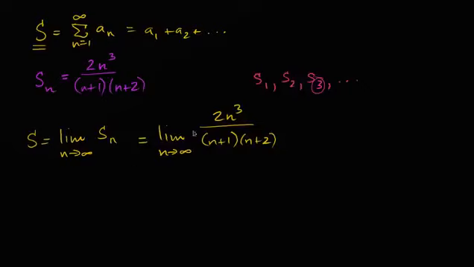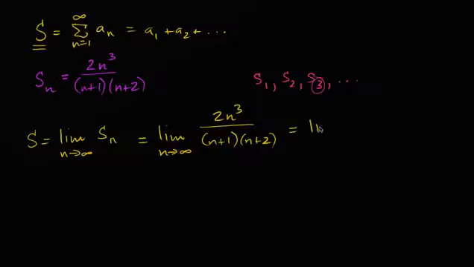And there are several ways that you could evaluate this. One way is you could just realize, hey, look, in the bottom this is going to be a second degree polynomial, and up here you have a third degree. So the numerator is going to grow faster than the denominator. So this is going to be unbounded. That will immediately tell you that this is going to approach infinity. So the S is going to diverge.